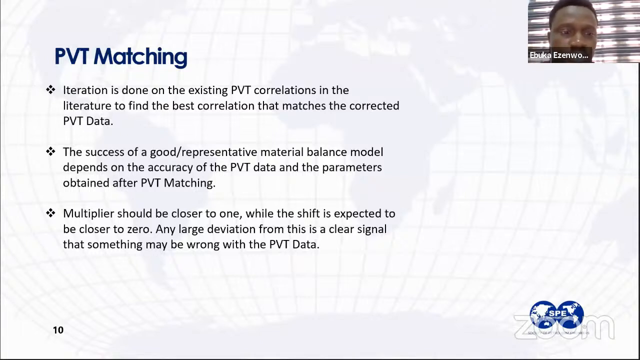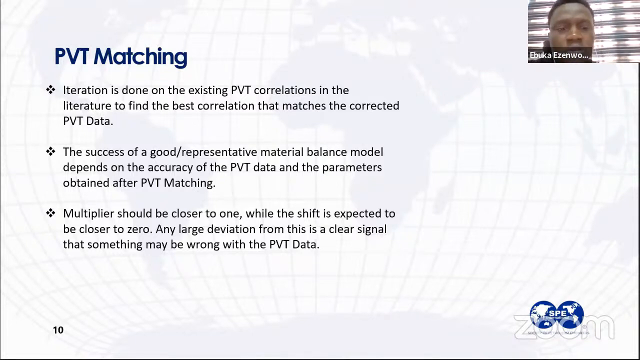I've seen cases where people do PVT matching with some data, and because the PVT data is not correct, you see parameter 1 being 2 point something or 3 point something. It doesn't make sense, because there's a linear correlation between what you are calculating and what was measured in the lab. And because it's a linear correlation, parameter 1 should be close to 1, because if I have a straight line, the slope is 1 and the intercept is 0. That's why the multiplier should be closer to 1, while the shift should be closer to 0.